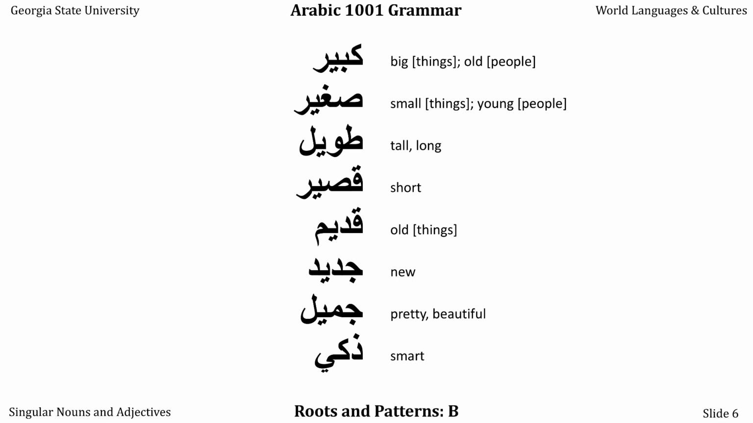We learned in the last lesson that most adjectives share the same wazn or pattern. Kabir, saghir, tawil, qasir. They have the same cadence. The name for this pattern in Arabic is wazn fa'il. And we call it wazn fa'il because we've replaced the first letters in all these adjectives with fa, the second letter with ayn, and the last letter with lam. Wazn fa'il is the name of this pattern. We'll just call it the adjective pattern in English.